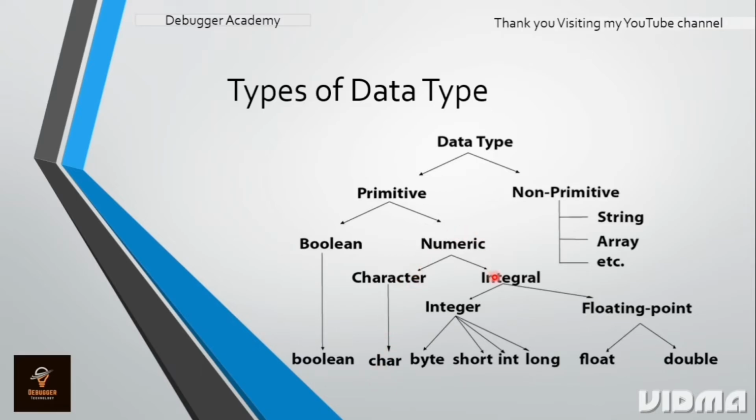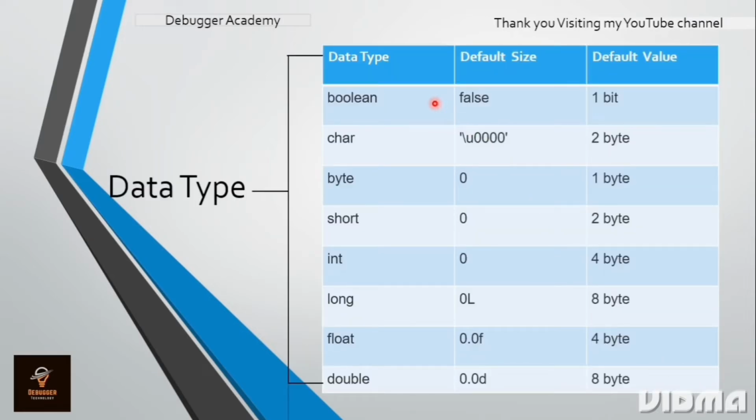In integral, we have two things, integer and floating point. In integer, we have byte, short, int, and long. So these are the divisions of data type under the integer section. And in floating point, we have float and double. I'll explain each data type deeply. Next, see which data type has which default size and what its value is.